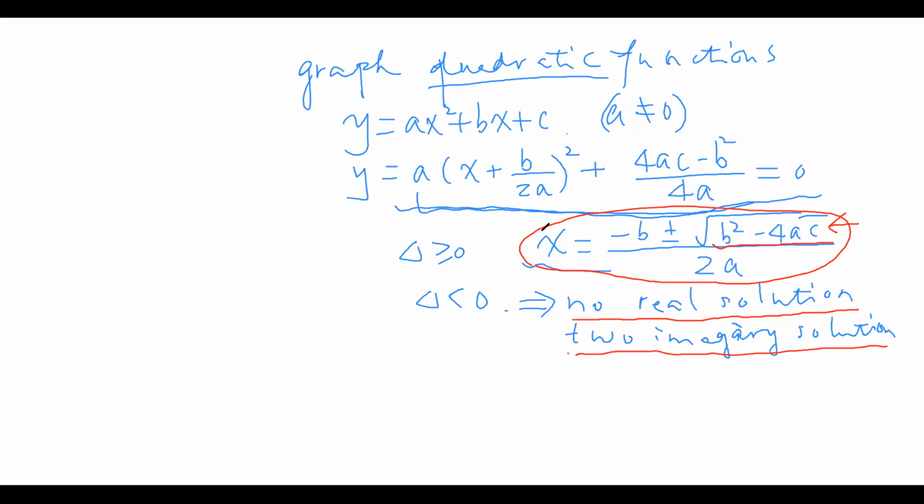This means we need to identify a, b, c. I believe you guys can do it quickly and find these solutions. If it equals 0, you can find the x-intercept. When y equals 0, you get the x-intercept.